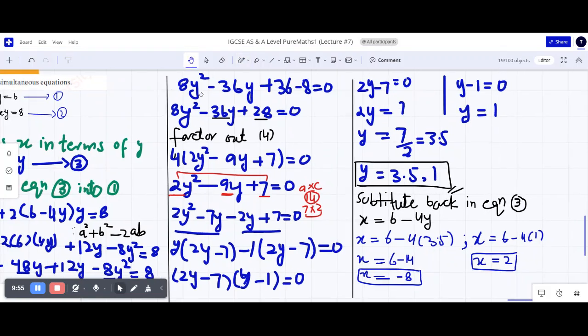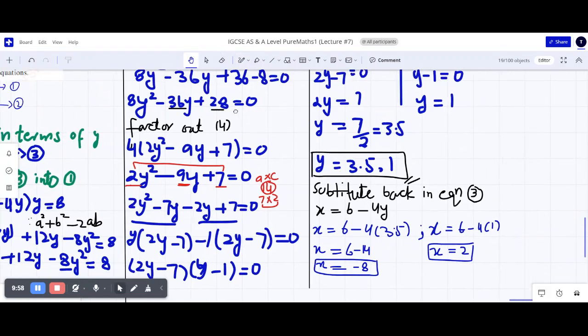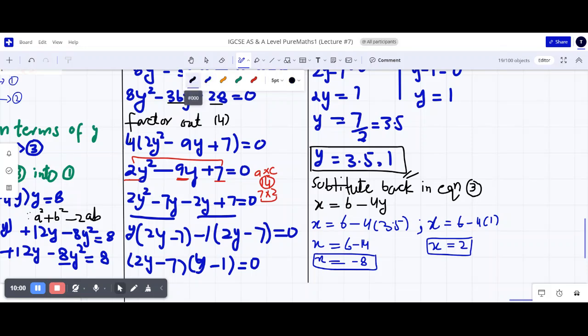So finally the answer we can write down: x is minus 8 when y is 3.5, and x is 2 when y is 1. We got two solutions.